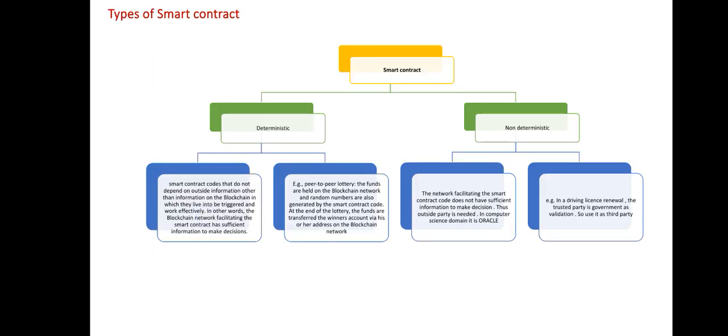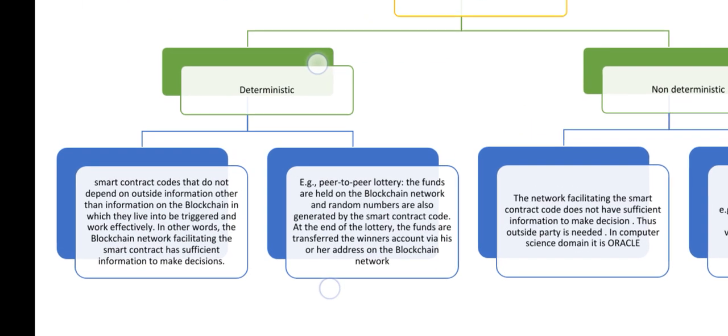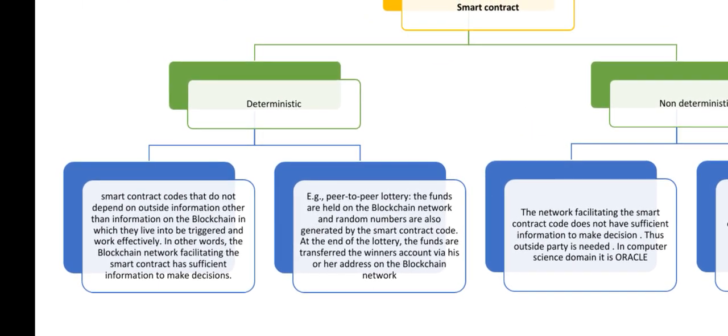There are two types of smart contracts: deterministic smart contract and non-deterministic smart contract. A deterministic smart contract means the contract which has sufficient information to make the decision to evaluate the contract. One of the best examples is a lottery process.